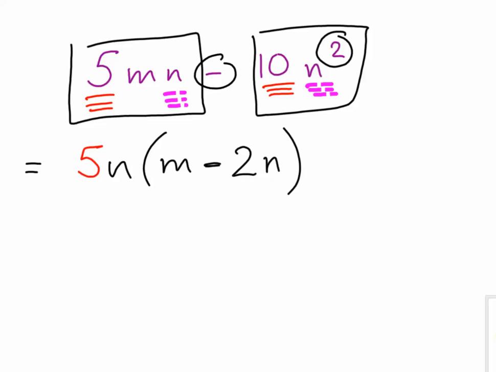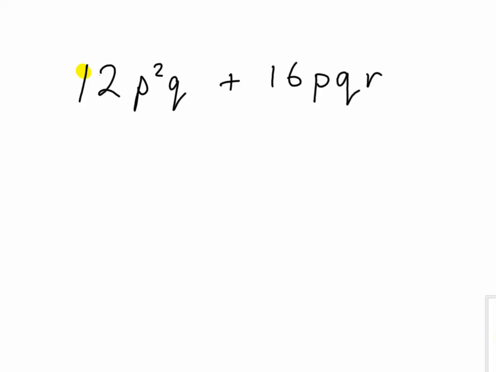There's my answer. This is the final example, and let's look at the numbers first. I can see a 12 and a 16. Now 1, 2, 4 go into those numbers. So let's take out the highest common factor, which is 4. Now let's look at the common letters. I can see a P, so we take the P out, and finally I can also see a letter Q. So we take the letter Q out as well.